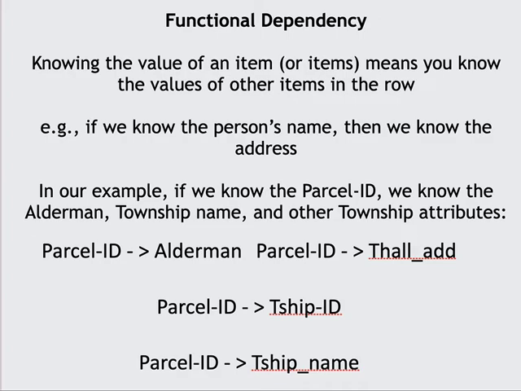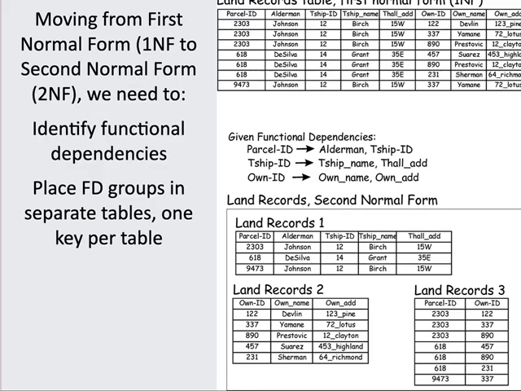I can look for other functional dependencies and I end up finding another set of functional dependencies that are around the owner. I know owner ID, I know owner name, and owner address, right? Once I fix this, I have this. And that makes sense. So here I have the parcel ID and then the alderman, the township name, the township ID, and the town hall address. So there's these 2 tables. One's associated with parcels, kind of the organic stuff associated with it, and one's associated with owners.